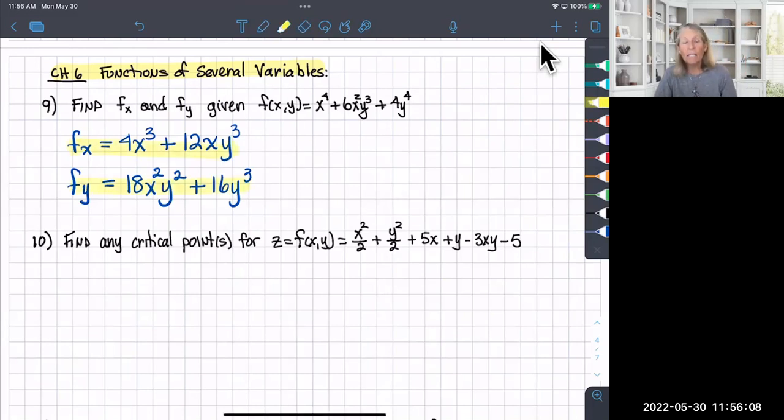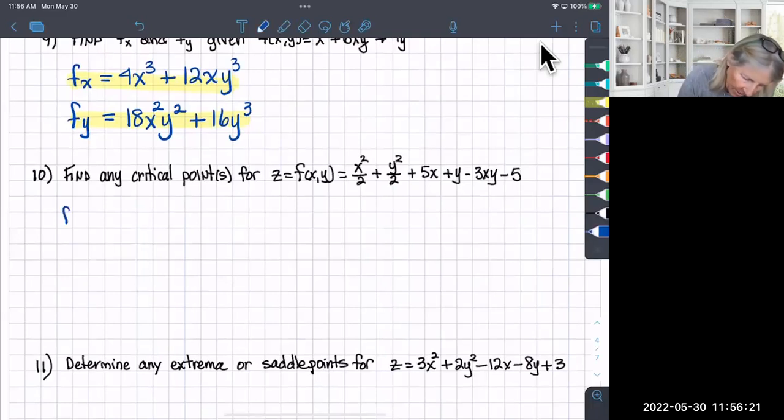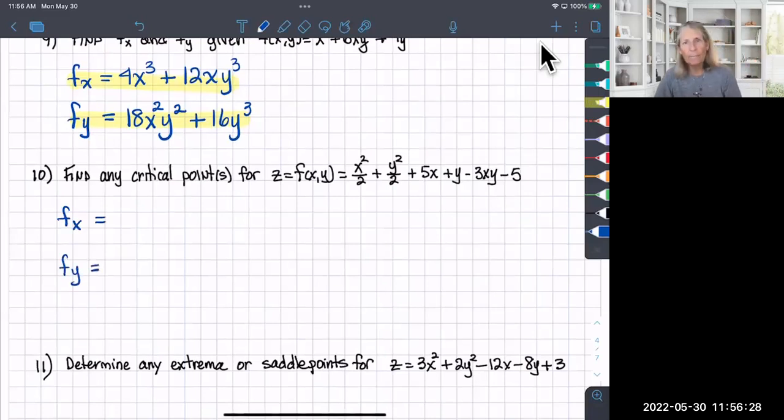Okay, number 10 is find the critical points. Now, critical points of multivariable functions are just like critical points of our previous functions. They are where the derivative equals 0. So in order to find critical points, I have to find both of the derivatives, and then I'll be setting them equal to 0 and solving.